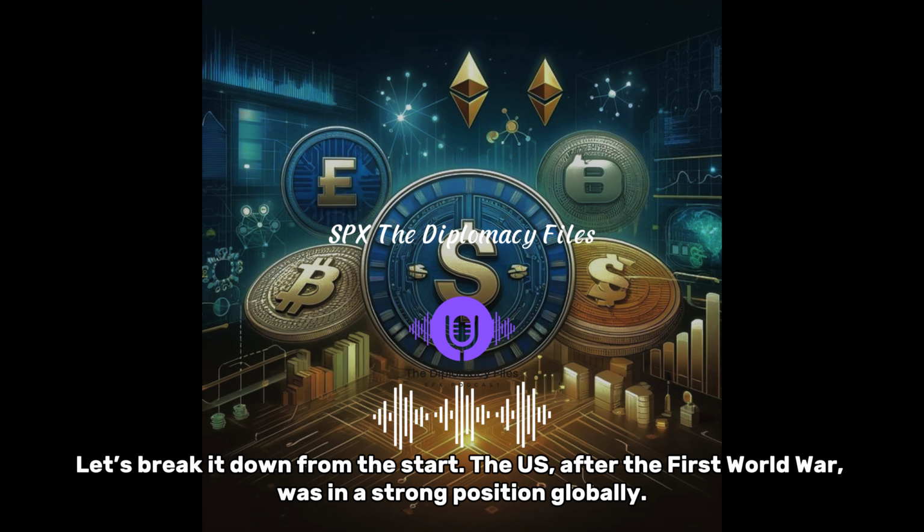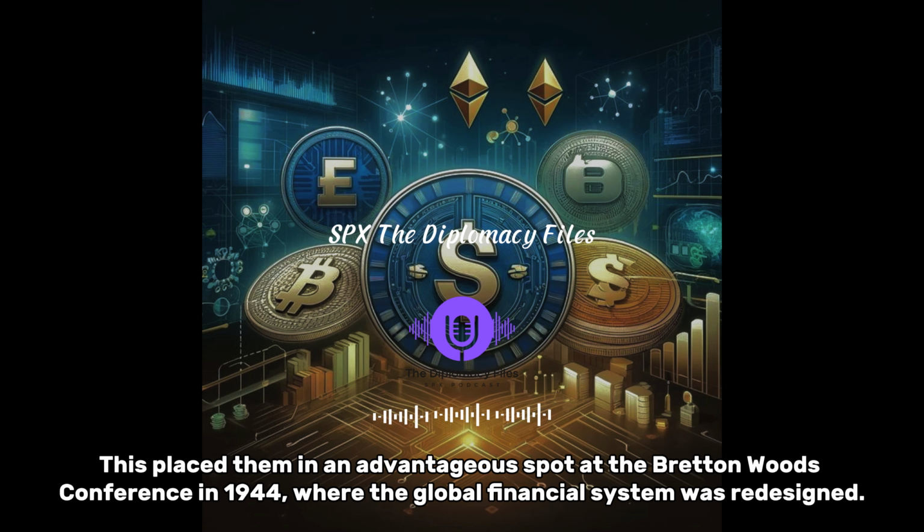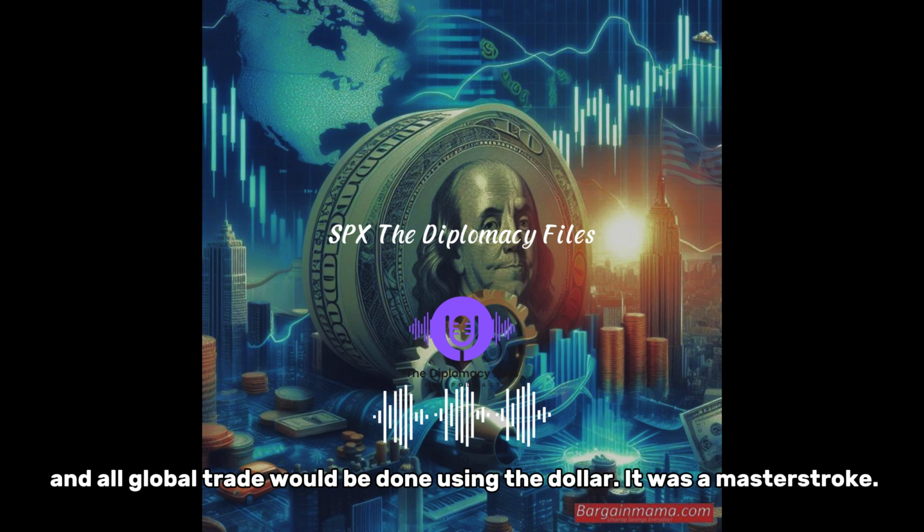The US, after the First World War, was in a strong position globally. By the time World War II rolled around, the country had the largest share of gold reserves in the world. This placed them in an advantageous spot at the Bretton Woods Conference in 1944, where the global financial system was redesigned. Back then, they made a crucial decision. The US dollar would become the world's reserve currency, replacing the British pound, and all global trade would be done using the dollar. It was a masterstroke.